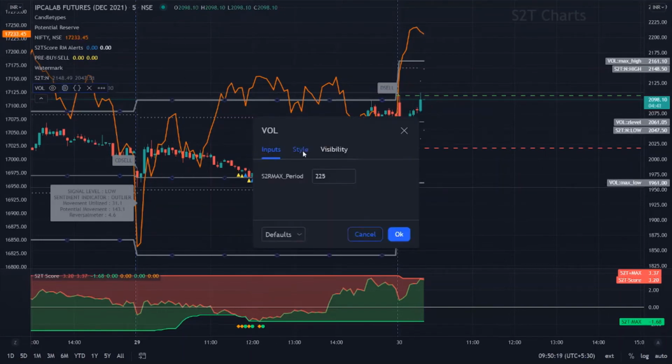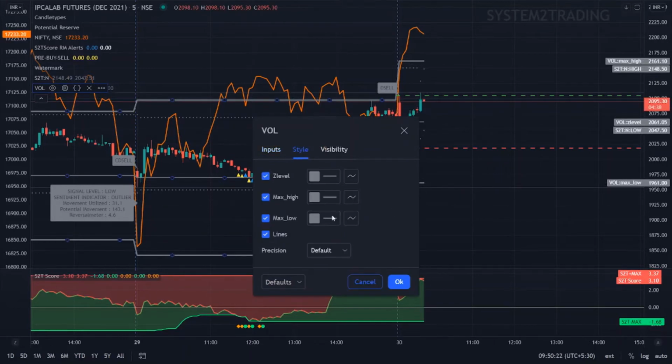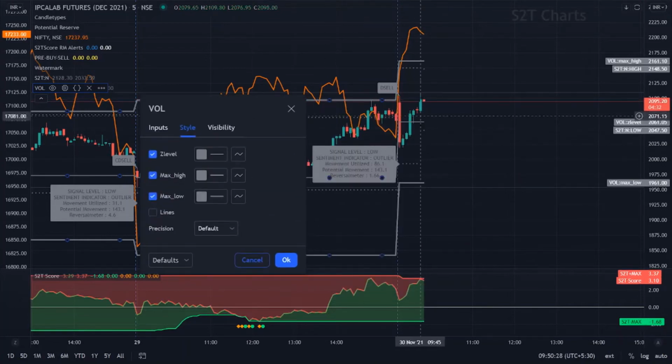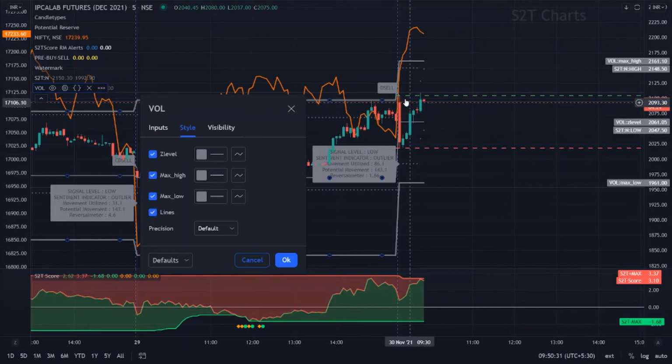The next setting you can change is the style. In the style, if you remove the lines, then the lines will not be there. These lines are the range of the first candle, what you see here. I use the range of the first candle in my trading system for price action, based on whether it has broken the range or not. Based on that, I take an important decision on whether to enter the trade. And after that, the Z level is the center level.